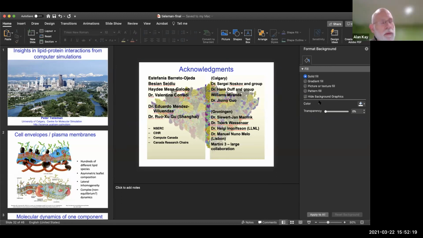I was curious, as a non-MD guy, are you able to capture the ion selectivity with Martini 3? So distinguishing, say, between sodium and potassium.